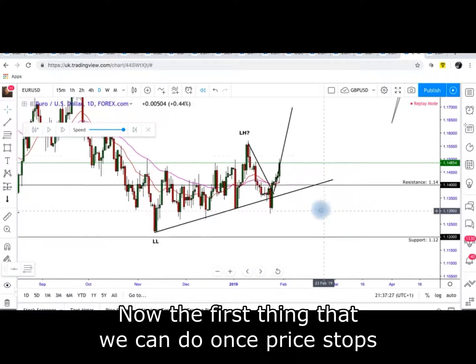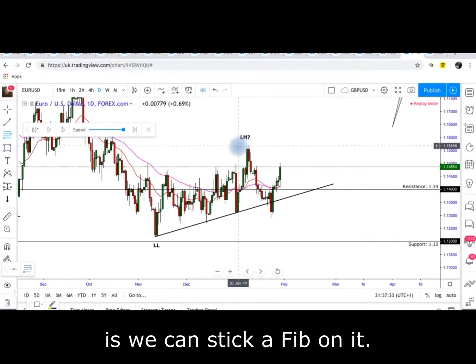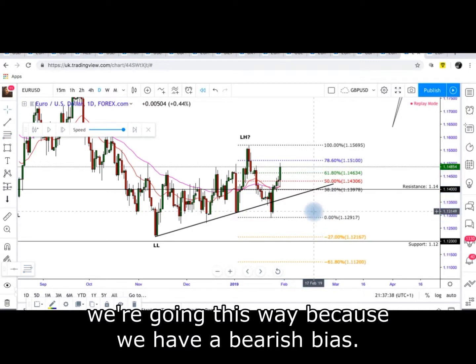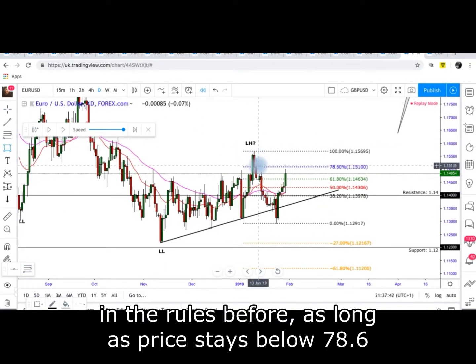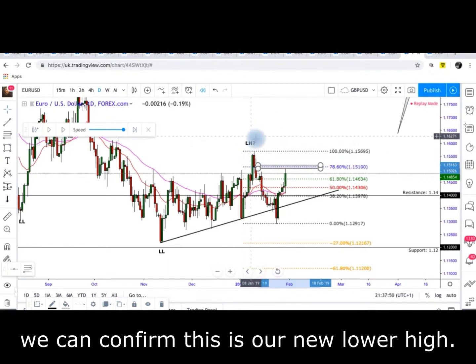Now, the first thing that we can do once price stops is we can stick a fib on it. So this is what we can do. We can stick a fib this way. We're going this way because we have a bearish bias. So we know that, like I've shown you in the rules before, as long as price stays below 78.6 and doesn't break above and close above, we can confirm this is our new lower high.